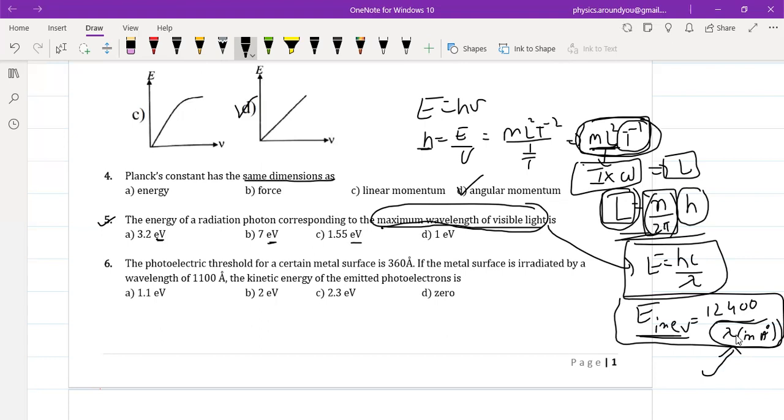So the visible light window ranges from 410 to 720. There's a window. So what is the maximum wavelength? You put that number over there, and you'll get the corresponding energy in EV.